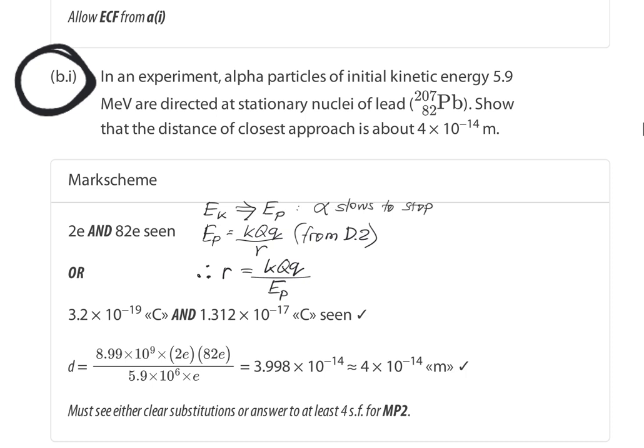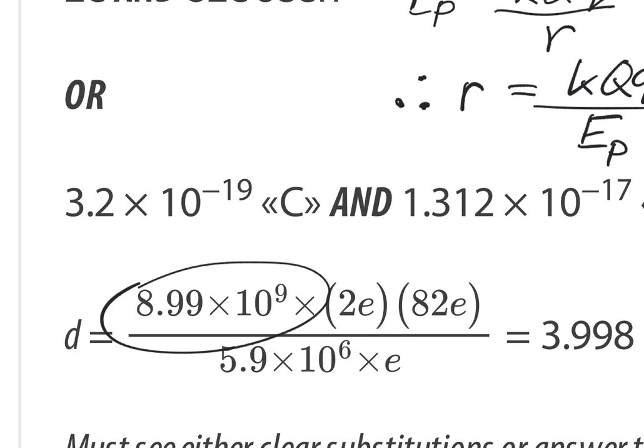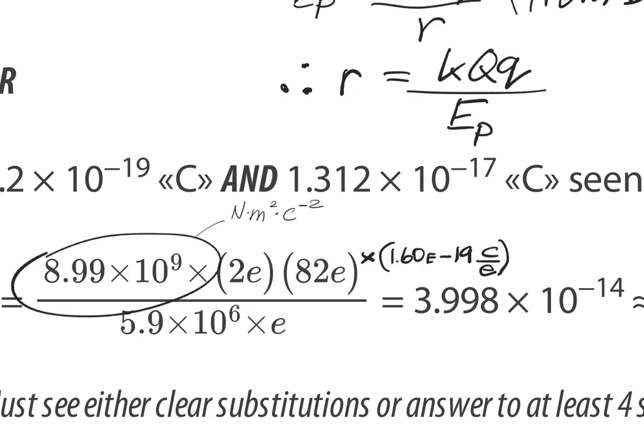There's one thing I want to note here, though. The 8.99 times 10 to the 9, the units are newton meters squared per coulomb squared. And then they set everything up in terms of elementary charges, which is fine. The coulomb conversion cancels in the numerator and denominator, except that e shows up twice in the numerator. So one thing they are not showing is they need to include the 1.6 times 10 to the negative 19 coulombs per elementary charge in order to cancel the coulombs and the newton meter squared per coulomb squared. So technically this e drops out and this e drops out, but this one does not drop out, so you have to include it as well.